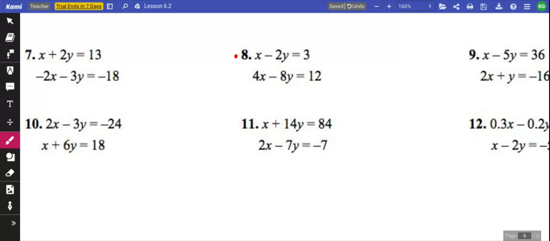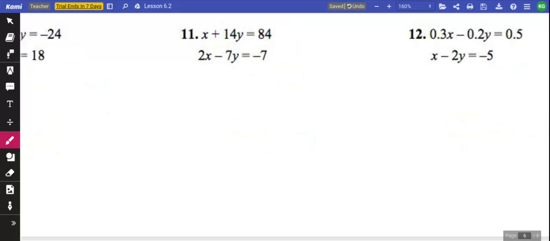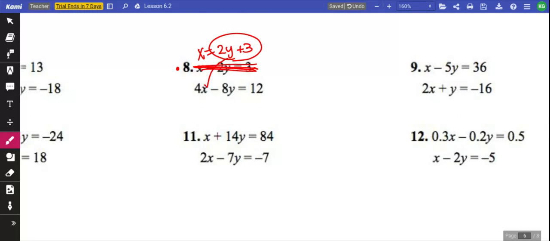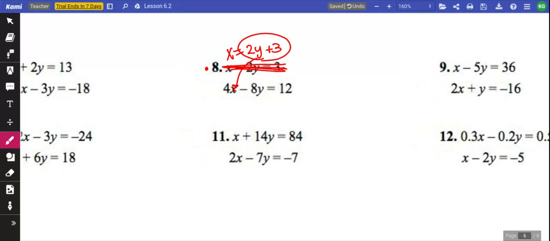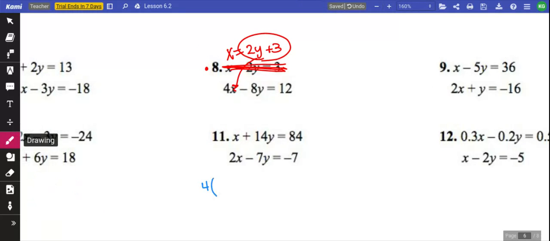We can't do 8 right away because the top equation is not a variable by itself. So the first thing I'm going to do is change that top equation. I'm going to add 2y to both sides so that I have a variable by itself. Now I'm going to circle that and put it into the x place. So my second equation is going to become 4 times, instead of x, I'm going to put 2y plus 3.